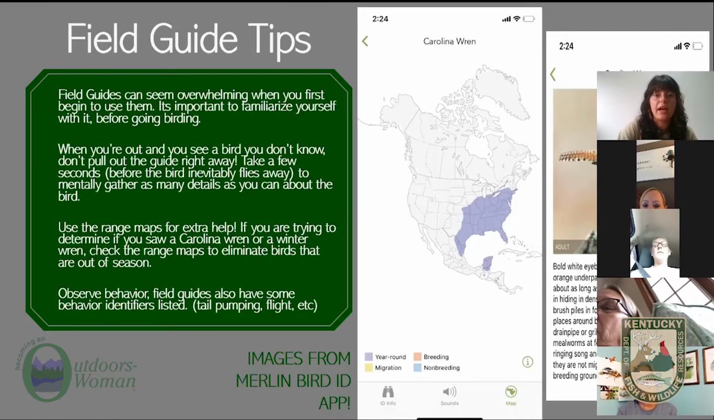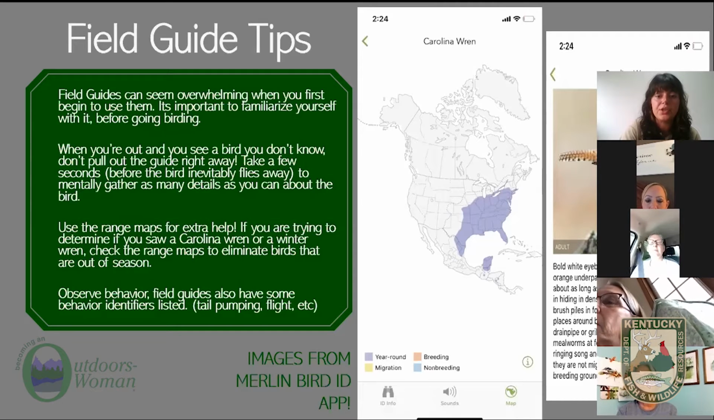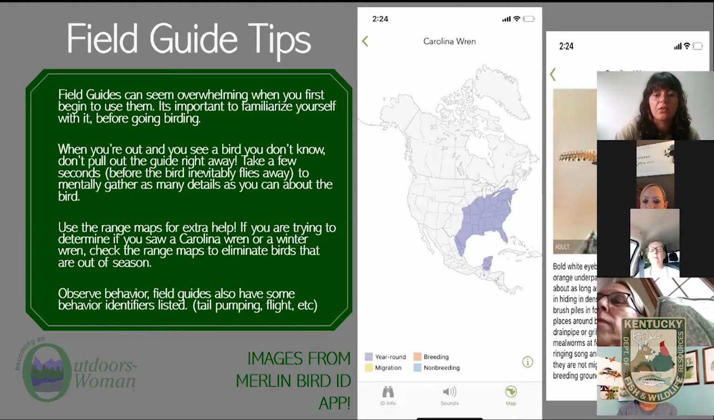So definitely utilize that. These screenshots are from the Merlin Bird ID app. It's very clear, very easy to use. At the bottom of the range map, you can see the key, the colors down there. This Carolina wren is here all year round. And that's all you've got to know about it, is he's here all the time.